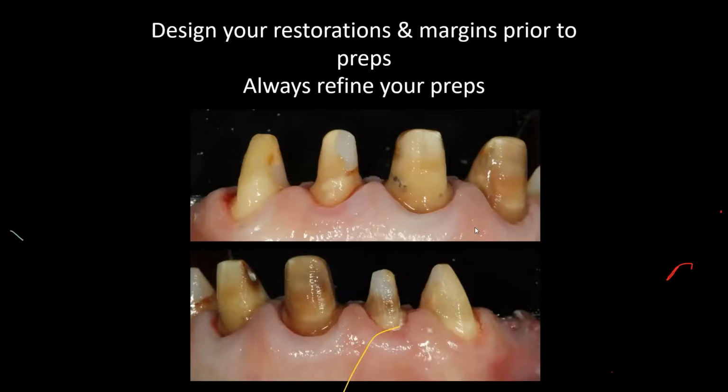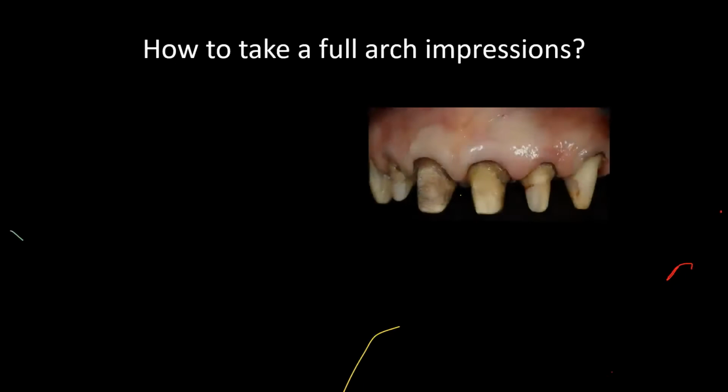For instance, in this particular case, after gum maturation, we did another preparation, refining the preparations before we take impressions. Again, minimal bleeding, good margins, good core integrity. We maintain the core of this tooth. That's very, very important. And then we're ready to take full implant level and tooth level impressions.